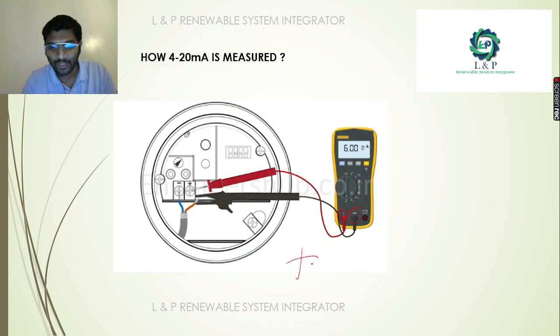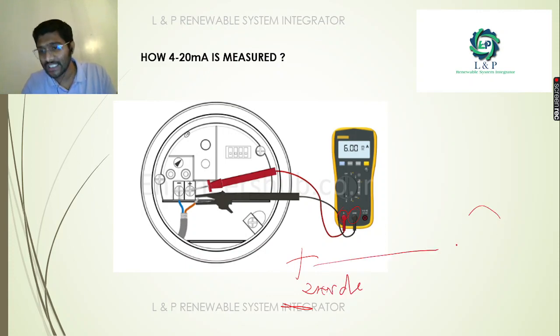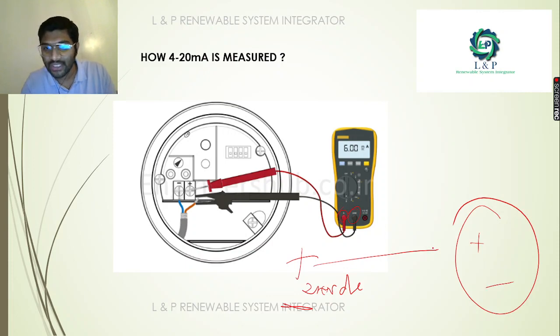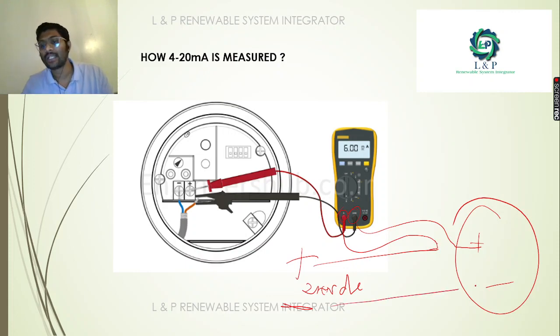For example, this is the positive and this is negative. If you plan to provide a 24 volt DC supply, and this is your sensor where you have positive and negative connections, between these you connect your probes. One of your probes is connected in series here, and negative to negative, common to common is no issue. But when you're connecting your positive, please connect through your multimeter, so that you can measure the current from 4 to 20 milliamps.